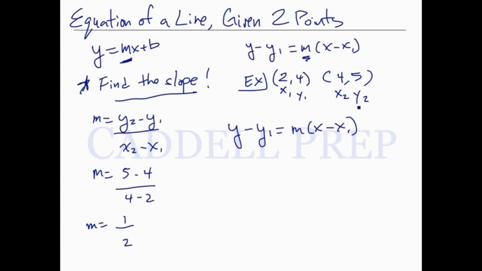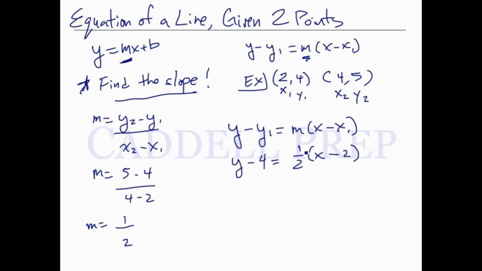Alright, so now I'm just going to pick either of these points. This time I'll pick this set. So we're going to use 4 for y1 and 2 for x1. So y minus y1, which is 4, equals the slope 1/2 times x minus x1, which is 2.